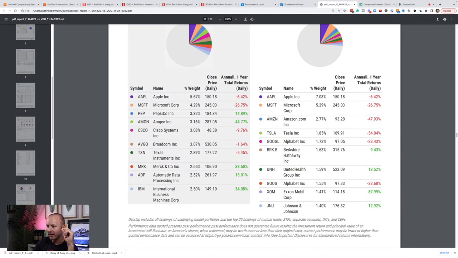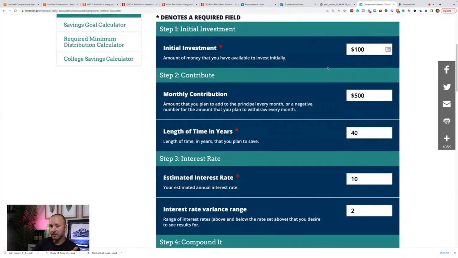Then you've got Broadcom in our fund at 3%, you got Berkshire at 1.63%, Texas Instruments at 2.89% versus United Health at 1.59%, Merck at 2.65 versus Google at 1.55. So again, you've got a little bit over 3% in Google in the S&P 500 top 10. Automatic Data Processing, ADP, at 2.52% versus ExxonMobil at 1.4%, and then IBM at 2.5% versus J&J at 1.4%.